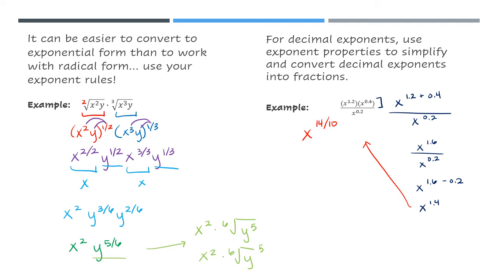Well, 14/10, that simplifies to 7/5. That's just dividing both the numerator and the denominator by 2 there. So I can then kind of turn this into my radical form, 5th root of x to the 7th. Now here I want us to recall back to earlier where I said anytime we've got our exponent that's larger than the index, we need to keep simplifying. So I'm actually going to break apart my x to the 7th.